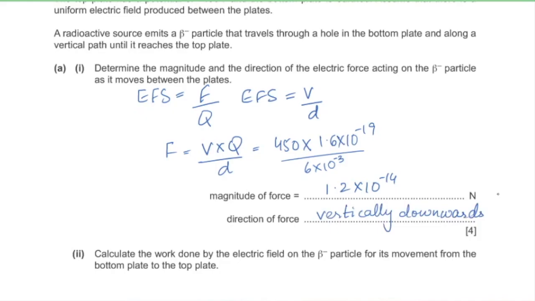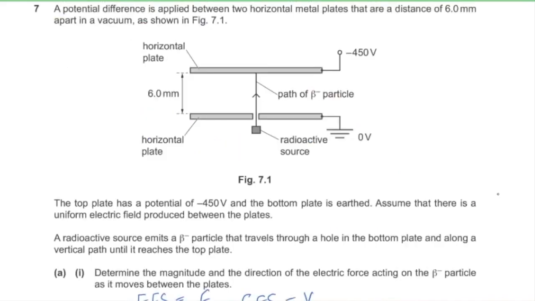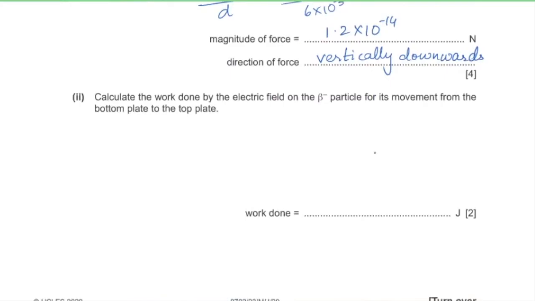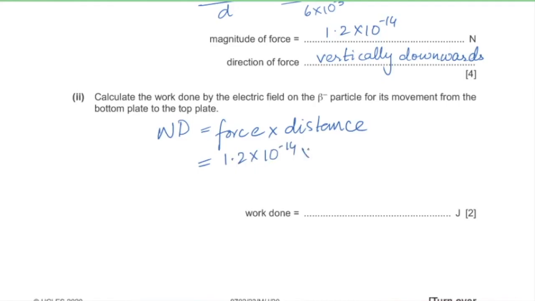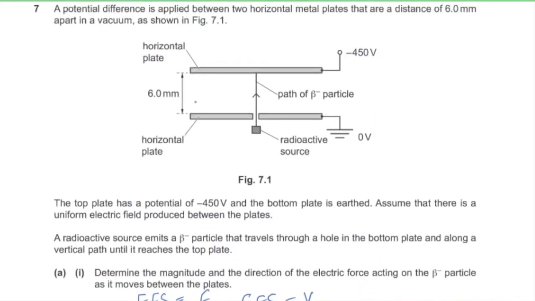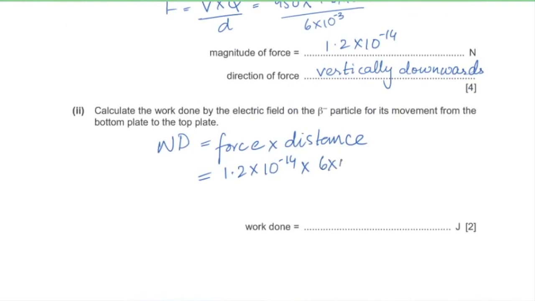Since the beta negative particle is negatively charged and opposites attract, among negative 450 and 0 volts, 0 is more positively charged. Next, calculate the work done by the electric field on the beta negative particle for its movement from the bottom plate to the top plate. Work done is equal to electric force times the distance it moves in the direction of force. The electric force was of magnitude 1.2 × 10^-14, and the distance it covers is 6 millimeters, which is 6 × 10^-3 meters, and you get a work done of 7.2 × 10^-17 joules.